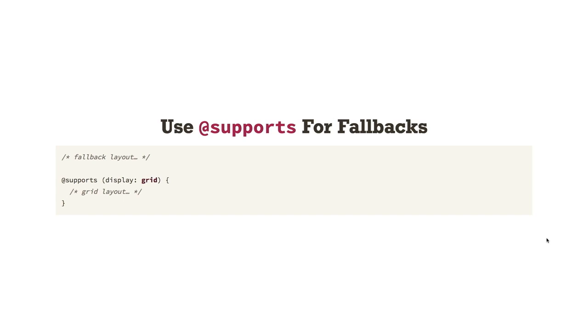Use @supports for fallbacks. It works like a media query, except it checks the validity of a statement or whether the browser understands that statement. If the browser understands display grid, it will do what's in there. You'll want your fallback outside of that, because it's likely browsers that don't support @supports also don't support grid. So you'll want that code outside and then the grid code inside.